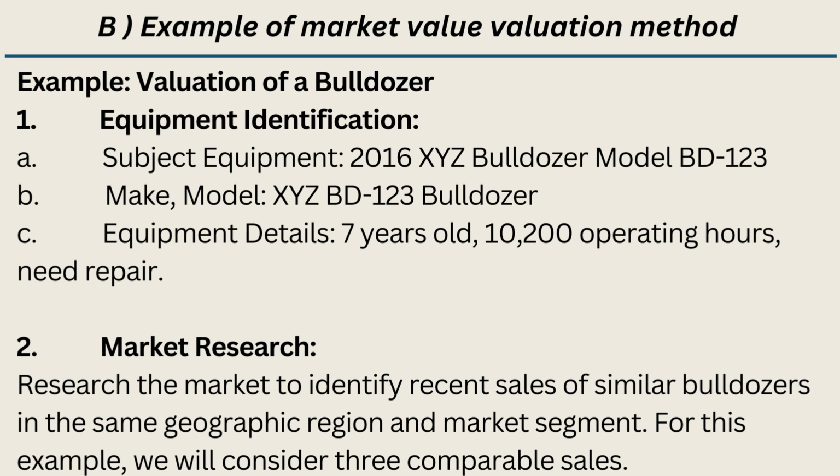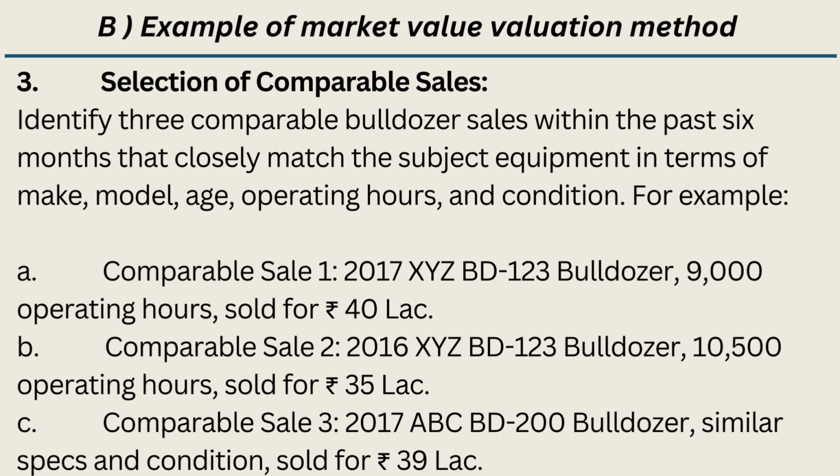2. Market research. Research the market to identify recent sales of similar bulldozers in the same geographic region and market segment. For this example, we will consider 3 comparable sales. 3. Selection of comparable sales. Identify 3 comparable bulldozer sales within the past 6 months that closely match the subject equipment in terms of make, model, age, operating hours, and condition.